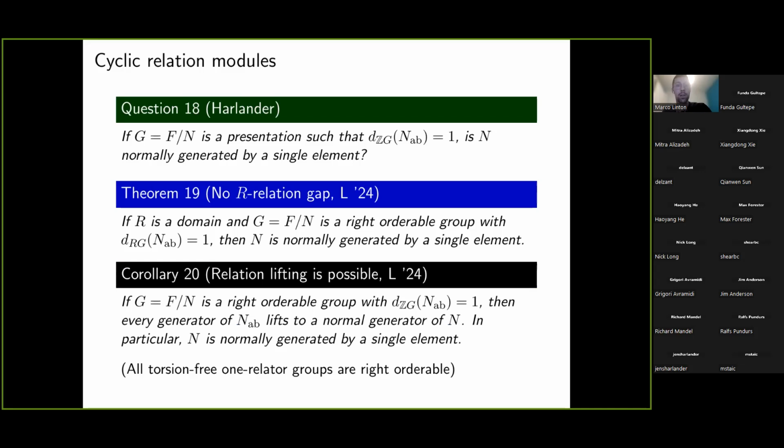Okay, so relation lifting is always possible amongst right orderable groups with cyclic relation module. That's the result. But this is really a corollary of a slightly more technical result, but I wanted to state the simplest version of it.